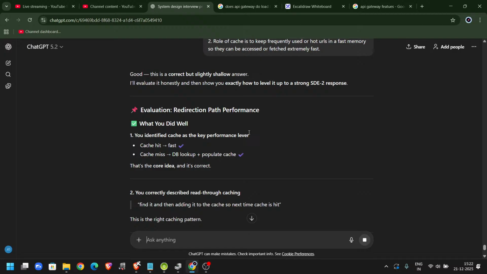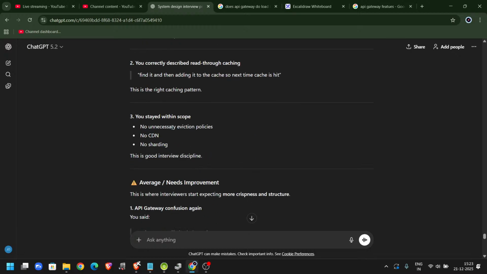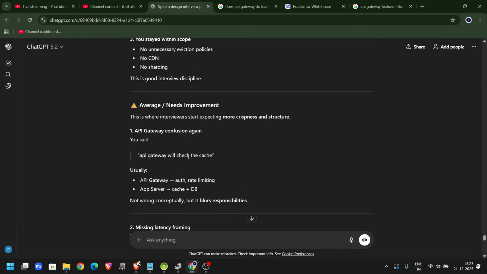But a slightly shallow answer. Okay, I thought so too. Cache hit is fast, DB lookup plus populate cache, that is fine. Find it and then add it to the cache so next time the cache is hit. That is the right caching pattern. No unnecessary complexity. Okay, API gateway confusion again. You said the API gateway will check the cache.